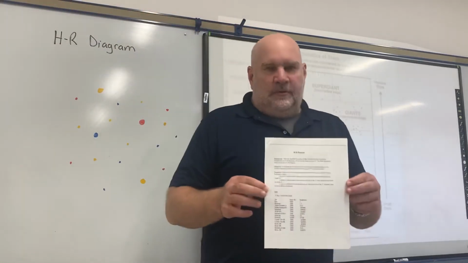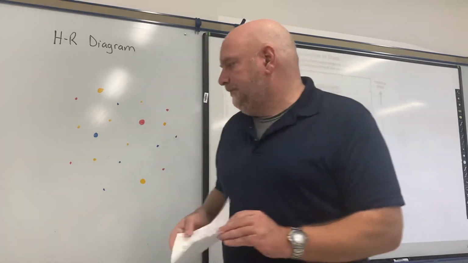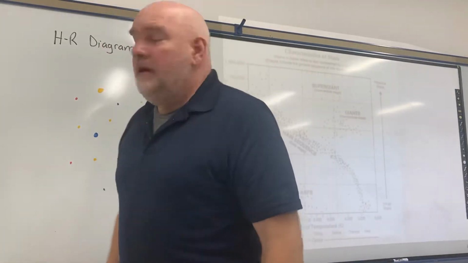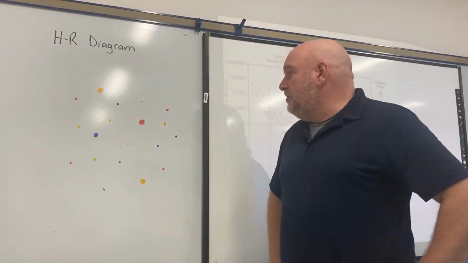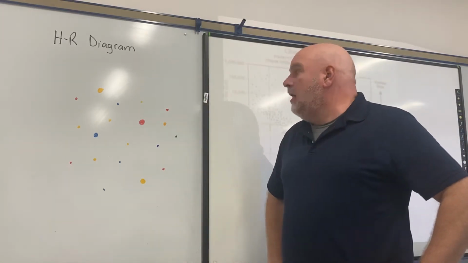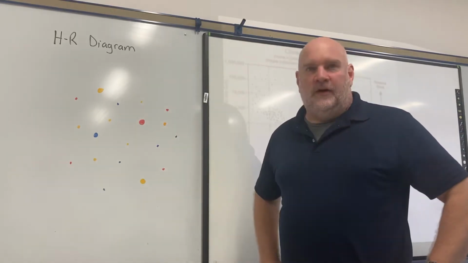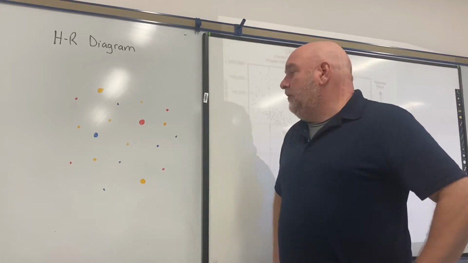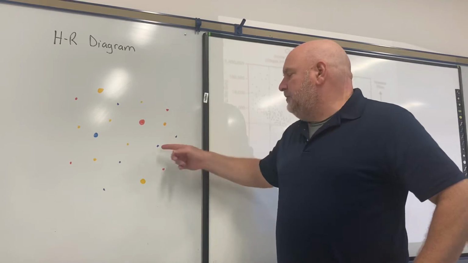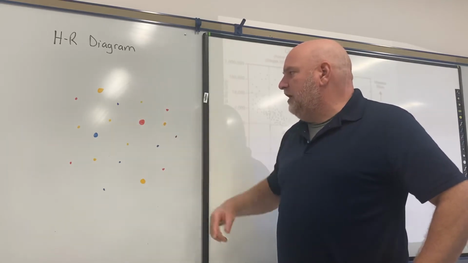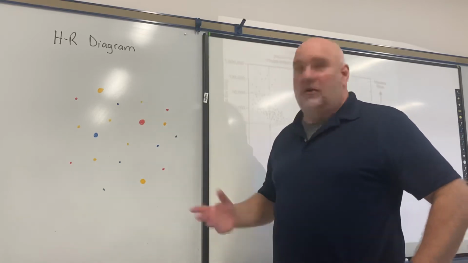All right, so the lab that we're doing today is the HR diagram lab. Now, when you look at the stars at night, what you should notice about them is a couple things. One is that some stars are brighter than other stars. And the other thing is, if you look at them closely, they're actually different colors. Some stars are bluish in color, some stars are reddish in color, some stars are yellowish in color, some are whitish in color, some are orange in color, and so forth.